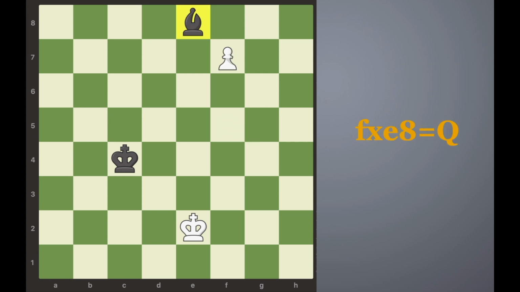You can see the bishop is on e8. If you are capturing a piece, that's the bishop which is on e8 on the last rank, you can say fxe8=Q. The pawn can be promoted to queen, and an equal sign is used when we promote the pawn to queen.